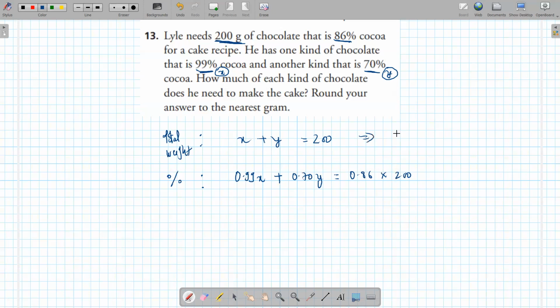This one we can just do a substitution. X becomes 200 minus Y. Gonna plug that in here as Y. 0.99x plus 0.70 times our new Y, which is 200 minus Y, equals 0.86 times 200, which is 172. How do you solve this equation? Okay, wait a second. I should have plugged that where the X is, not where the Y is. So this should be 0.99 times 200 minus Y plus 0.70Y. How do we solve this for Y?